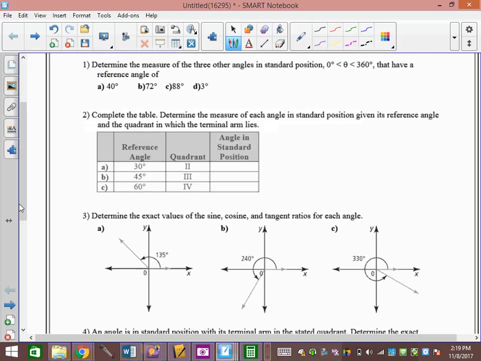Okay, number 1 says determine the measure of the 3 other angles in standard position between 0 and 360 that have a reference angle of 40. So if they have a reference angle of 40, that means you're going to have 40 here, 40 here, 40 here, and 40 here, right?